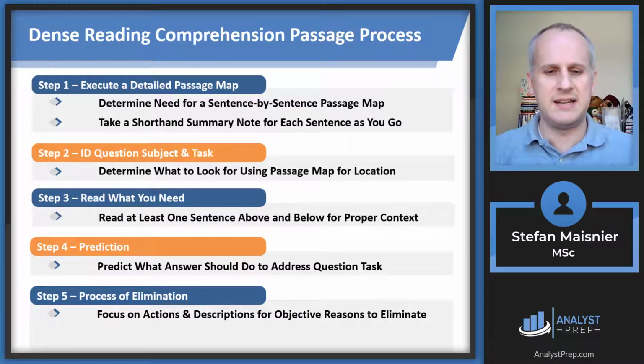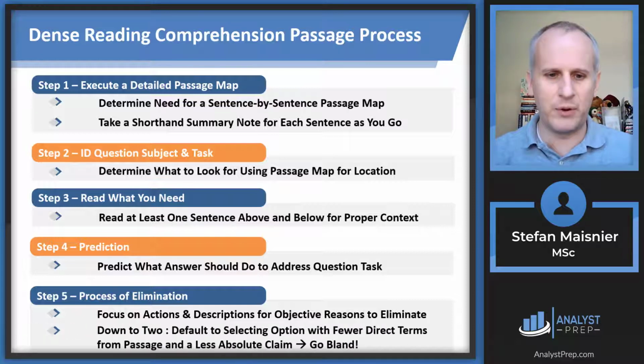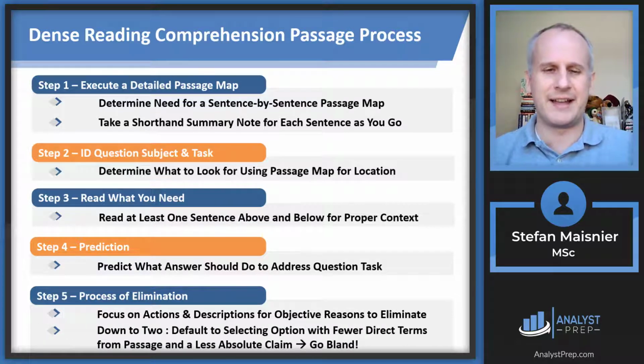And remember that you need to focus on actions and descriptions for objective reasons to eliminate. You've got to be able to say why it's wrong: it's extreme, it's a reversal, it introduces a new variable, something specific. And when you're down to 2, default to selecting that option with fewer direct terms from the passage and go bland. So just as we do with everything reading comprehension, because we know that the exam is trying to obscure what the right answer is by using unappealing language.